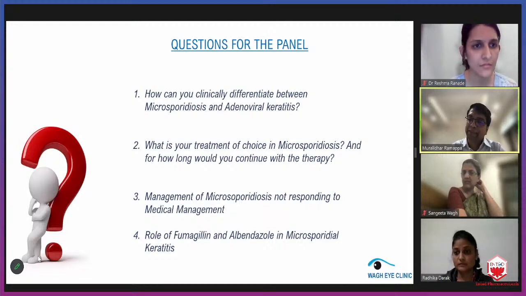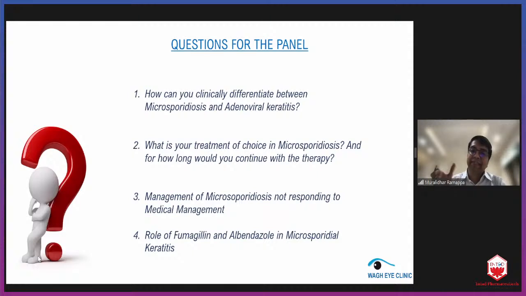And I would do a scraping, not a Gram stain, KOH and CFW. I mean CFW, calcofluor white. So you have almost a 95% pickup rate. If you do a KOH, in a Gram stain we tend to miss. The only thing we have to be careful about when we do a Gram stain is to look for any pseudopodia formation. That's basically how we differentiate Candida from the microsporidia.